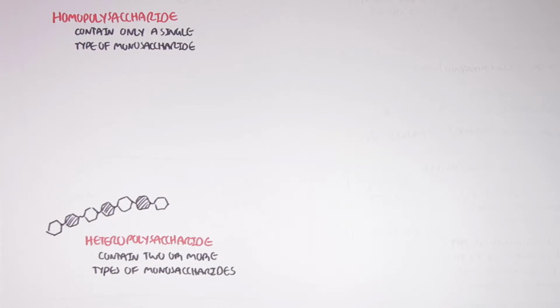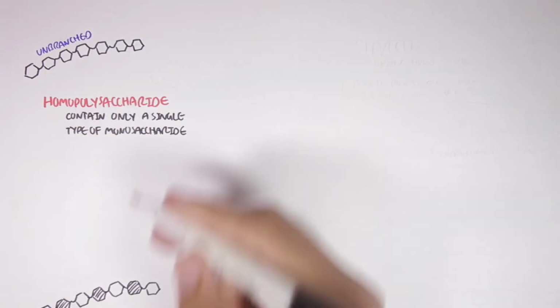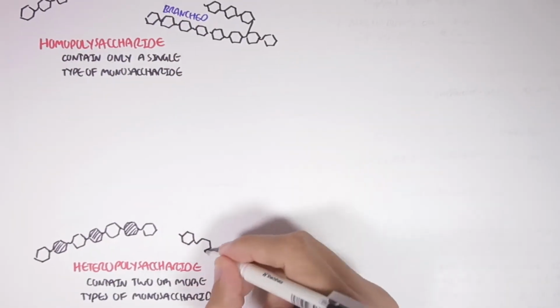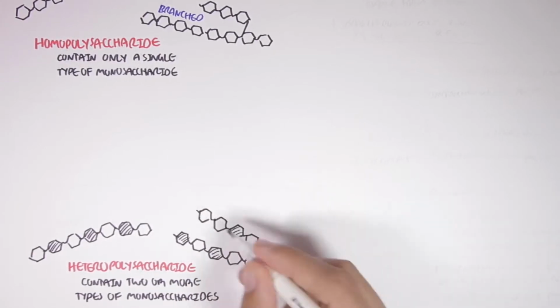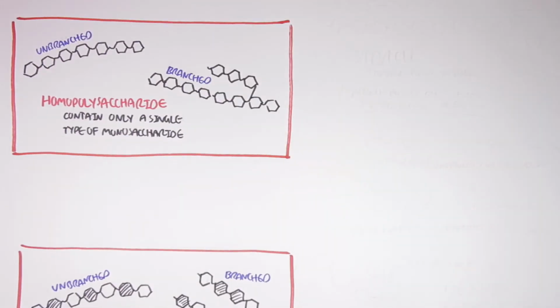To make things a little bit more interesting, a polysaccharide can also be unbranched, like what you see here, or it can be branched. This goes for both homopolysaccharides as well as heteropolysaccharides. What you have to understand is that the polysaccharides I am currently drawing are very small. In reality, a polysaccharide is made up of thousands of monosaccharides linked together.